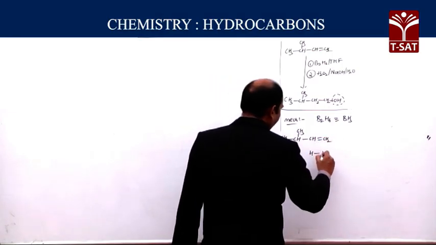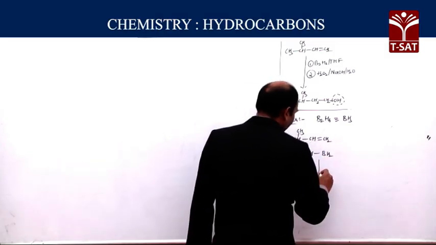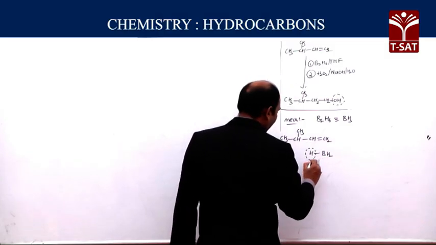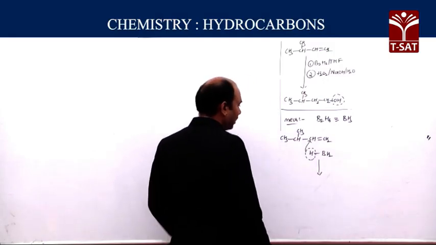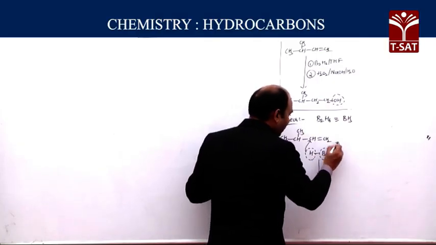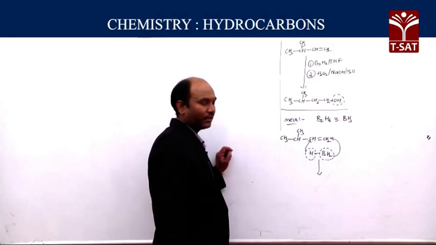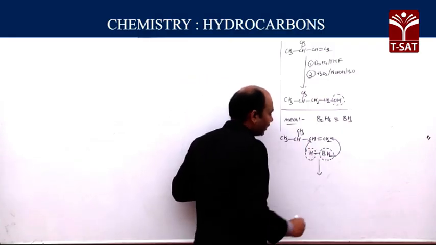Here H and BH2. One point: H is always added to the more hindered, more substituted carbon, whereas BH2 is added to the less hindered carbon where the double bond is present. This one attacks the more hindered carbon, and this one attacks the less hindered carbon.